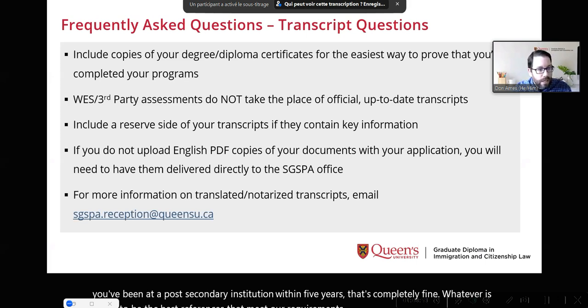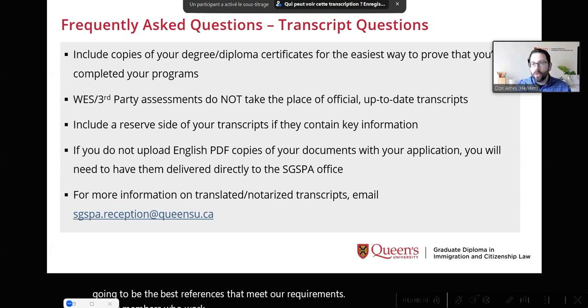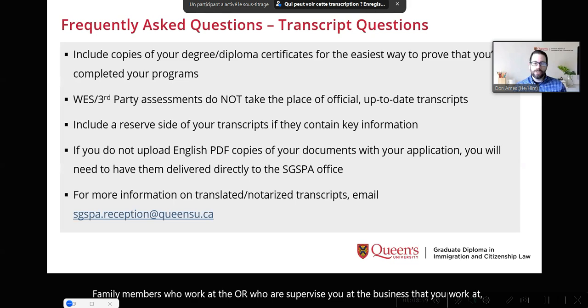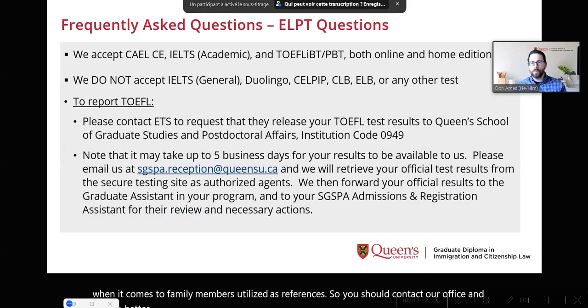Family members who work at or who supervise you at the business that you work at, it is going to be extremely difficult to utilize that reference. There's a potential inherent bias when it comes to family members used as references. So you should contact our office and we can better define what your references would best be for any future application.